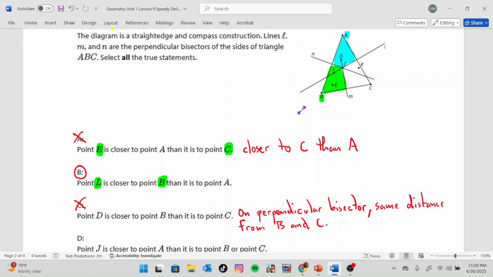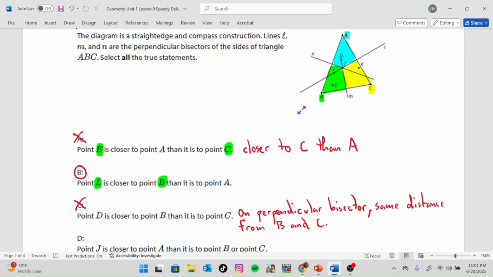And now, anything below line L is closer to C than A, and anything to the right of line M is closer to C than B. So I'm going to color this area in yellow. And everything in yellow is closer to C.